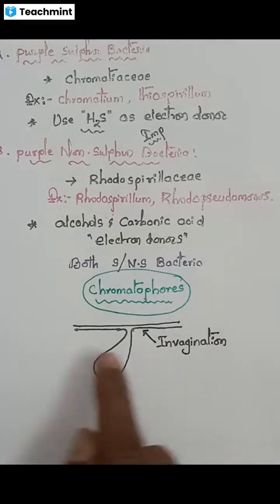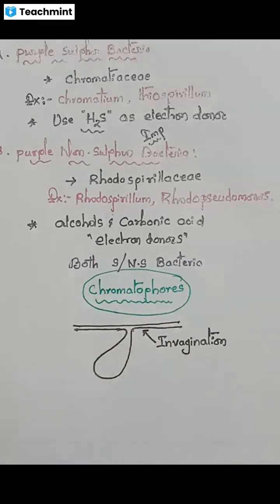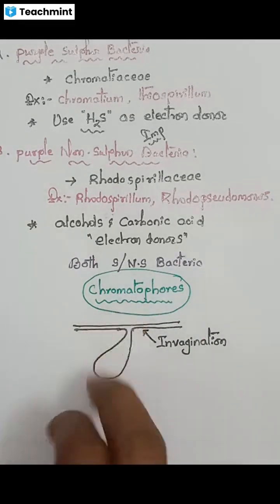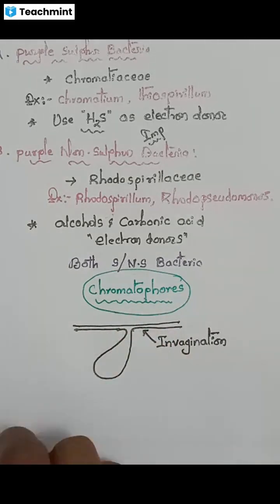So chromatophores are formed by the cytoplasmic membrane growing inward. Chromatophores are vesicle-like structures. They are originated from the cytoplasmic membrane by invagination.